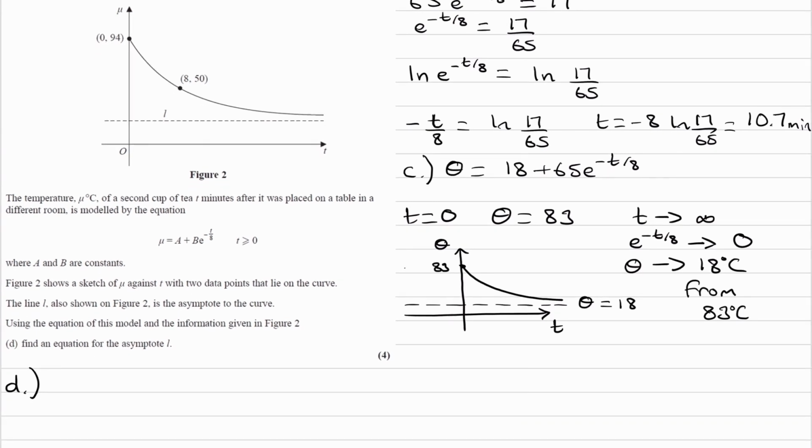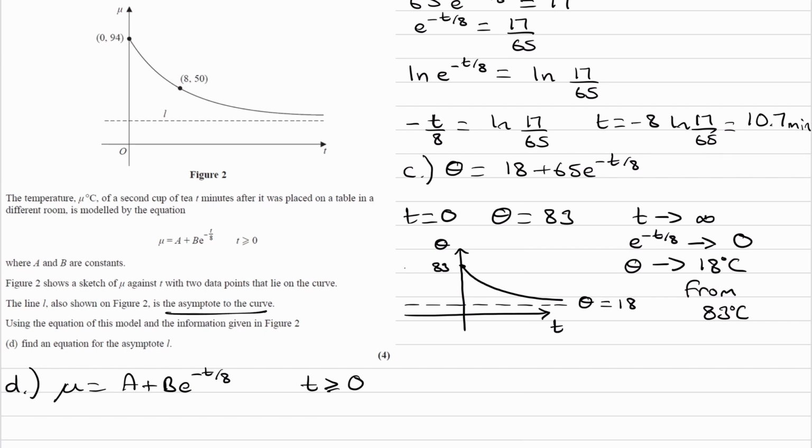Okay, so we have a graph, mu against t. We're given some coordinates. There's an asymptote. We're given an equation for our graph, so I'll write that down. So mu is equal to a plus b e to the minus t over 8. And we're told that t is greater than or equal to 0. So we're told that a and b are constants. Mu and t are the variables. And yep, we're told that there is an asymptote.